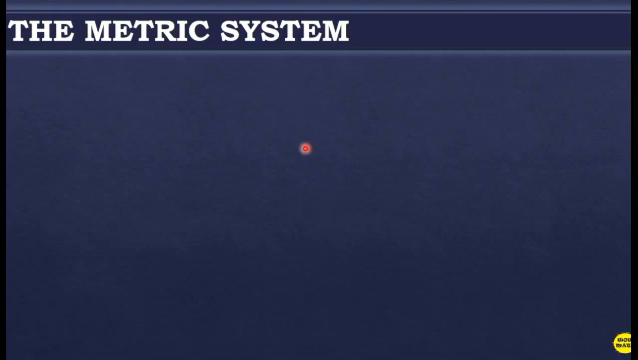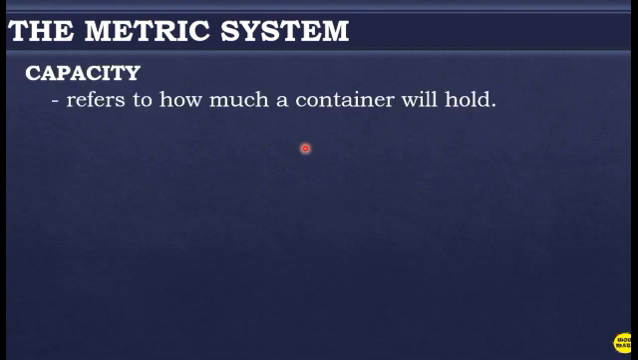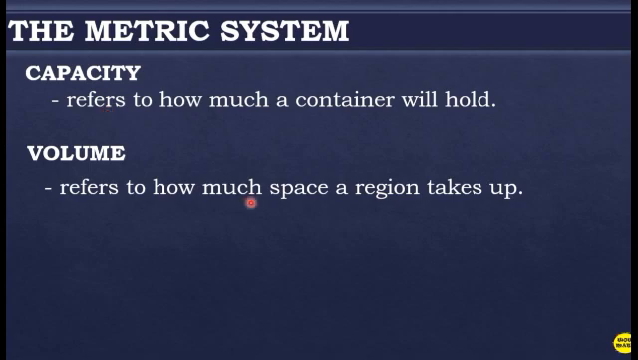And the last one is the capacity. It refers to how much a container will hold. For example, for bottled water, how much water will fit inside. That is capacity. And this is different from the volume. When we say capacity, it is how much content you can put in a container. But if it's three-dimensional, there is already a space.